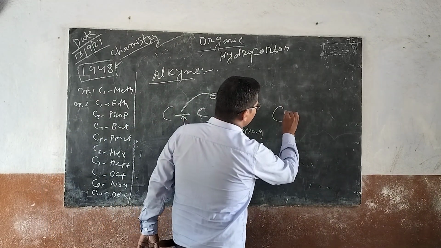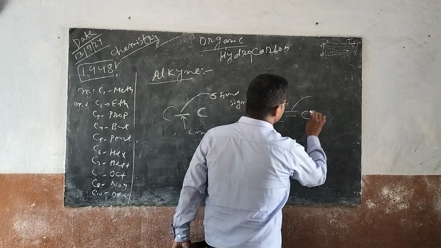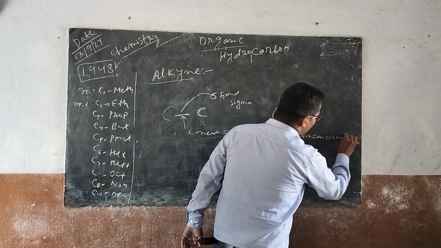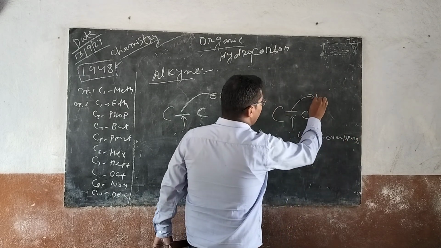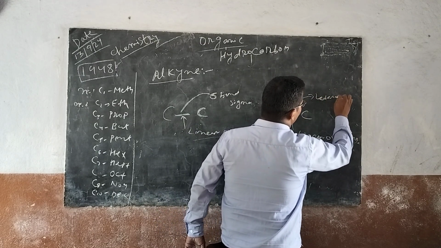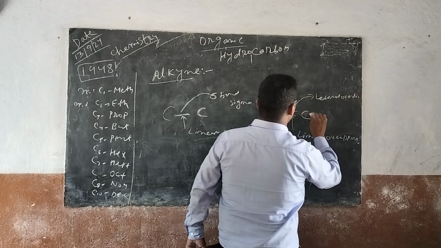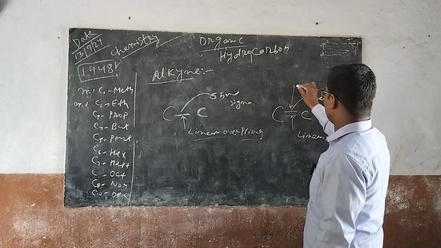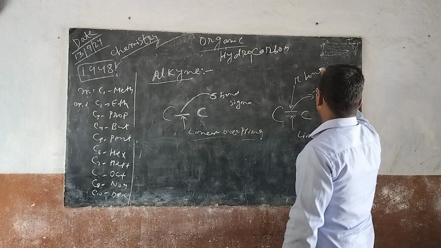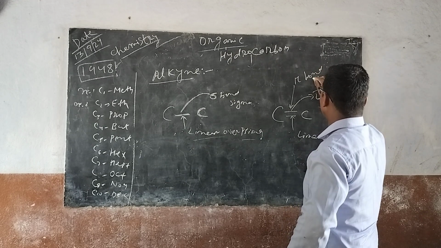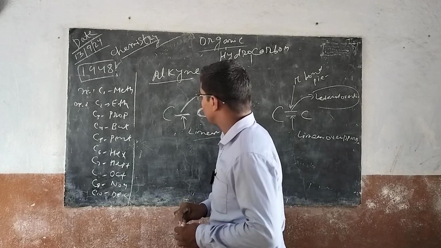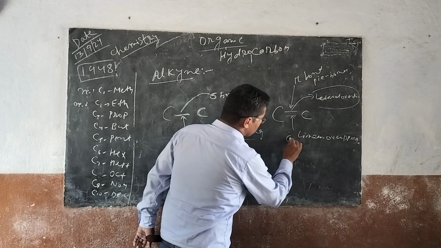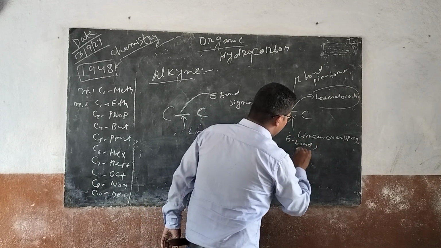While between two carbon atoms there is one linear overlapping and one lateral overlapping, lateral overlapping makes a bond commonly known as a pi bond. Pi bond is a weak bond, and sigma bond is a strong bond. A lot of questions are always asked in competitive examinations.